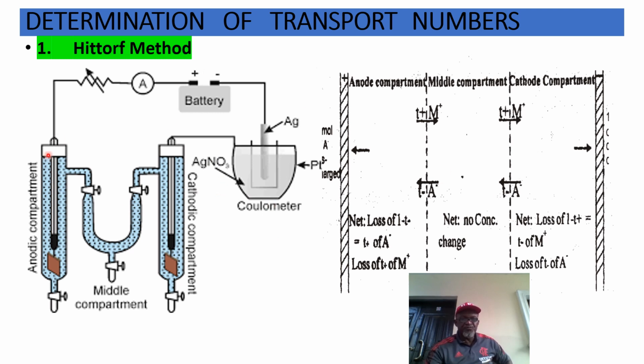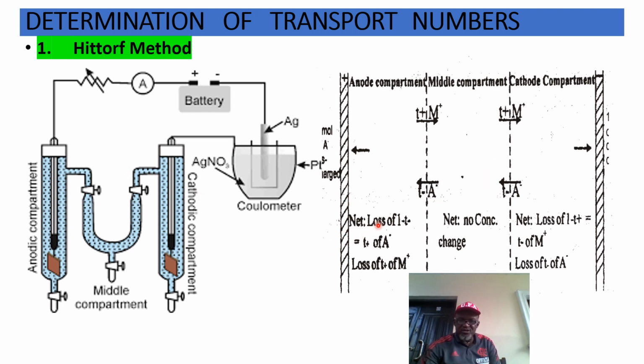Look at what it means here. In the Hittorf method we have the anode compartment, the middle compartment and the cathode compartment. This is where we have the solution, which we have sketched here. Look at what is happening: there is transport of T plus towards the right and of A minus towards the left. Remember, negative ions go to the positive electrode and positive ions go to the negative electrode. This is what we have sketched here.